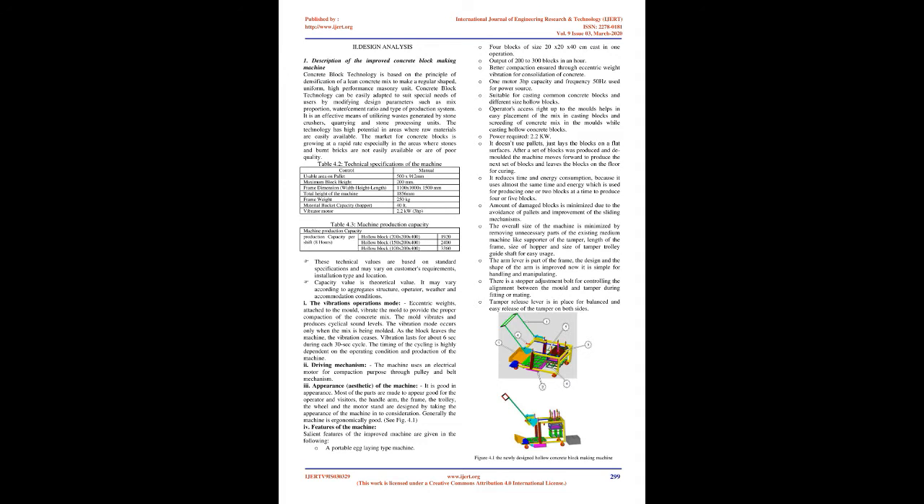Hollow block, 200 x 200 x 400: 1920. Hollow block, 150 x 200 x 400: 2400. Hollow block, 100 x 200 x 400: 3360. These technical values are based on standard specifications and may vary based on customers' requirements, installation type, and location.